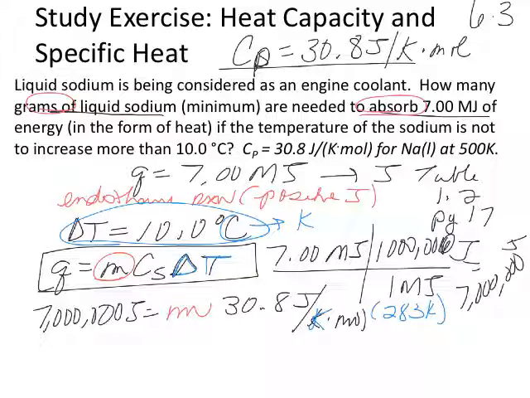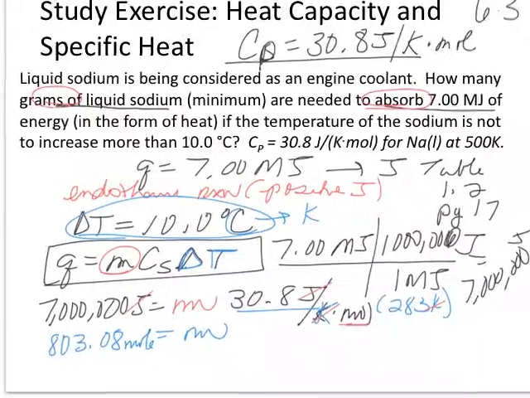Now when you solve this, you multiply 283 times 30.8 and divide both sides. And that number you should get is 803.08 mole. Because the units are going to cancel out. Joules will cancel out, Kelvin will cancel out, and you're going to be left with mole.